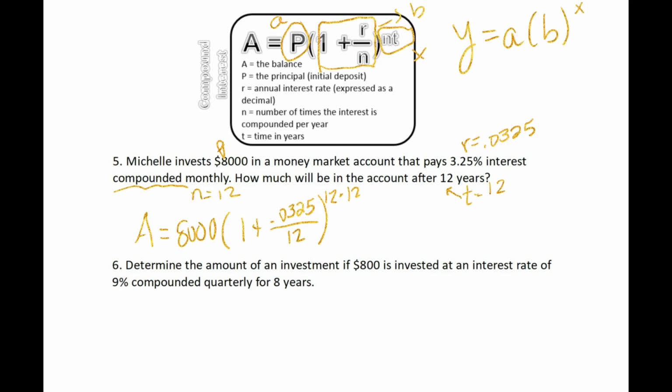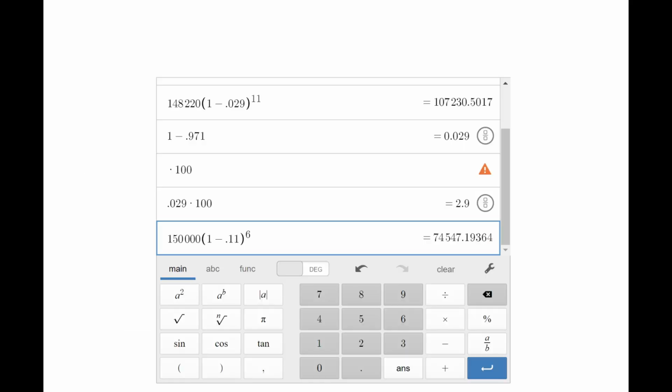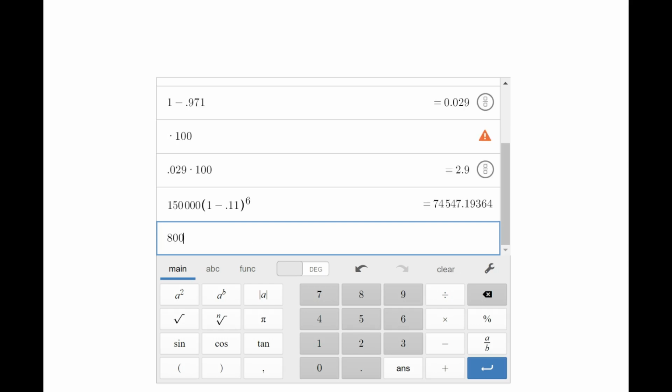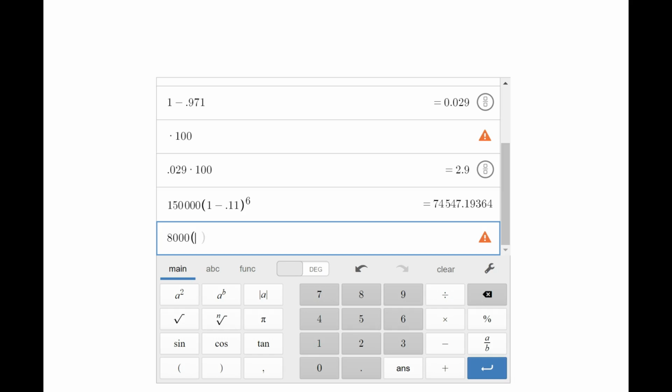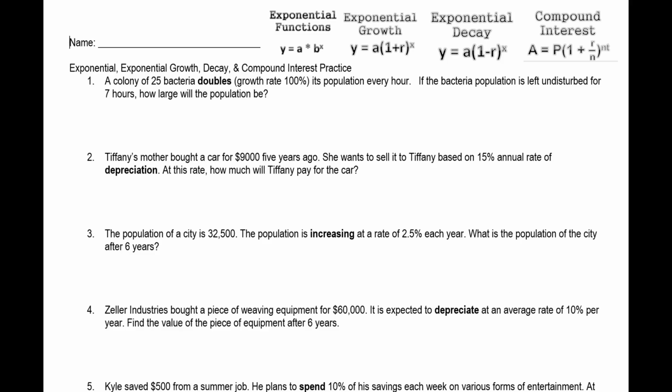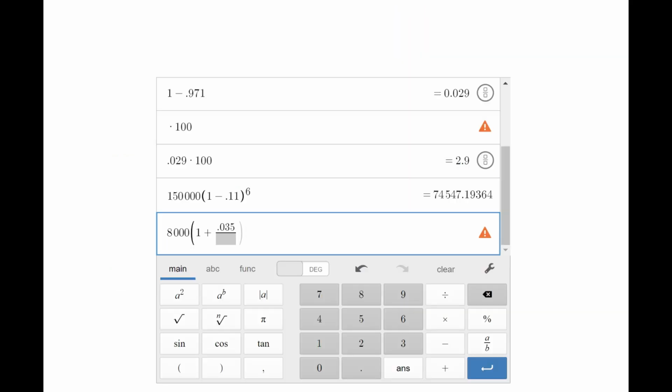So I'm just going to put this all in Desmos and see what comes out. All right, so we have 8,000 times 1 plus 0.0325 divided by N, which is 12. Look at Desmos setting up our fraction for us.